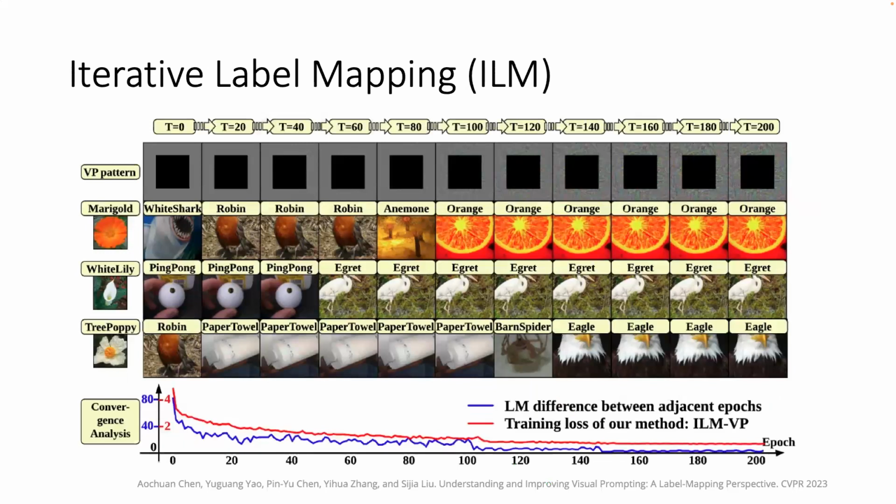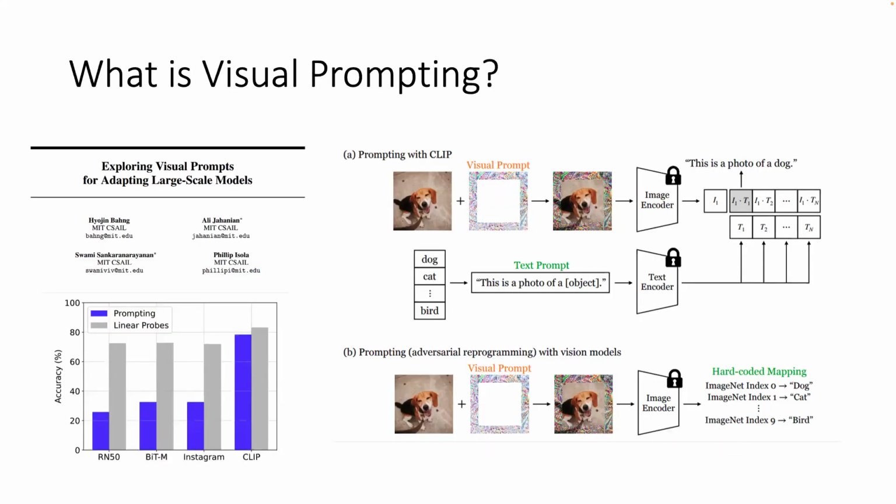I also use the name visual prompting interchangeably, depending on which community I'm at. Actually at CVPR this year, we are going to present a new work on how we can improve visual prompting. If you look closely at their previous paper, they didn't change the label mapping through the training process. The label mapping is fixed and pre-specified.